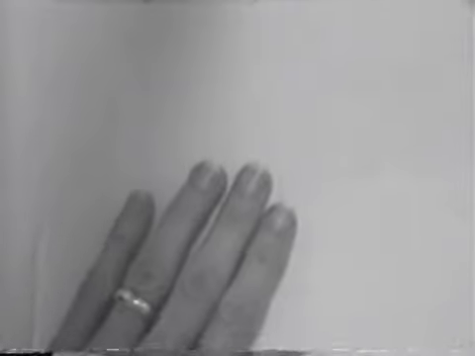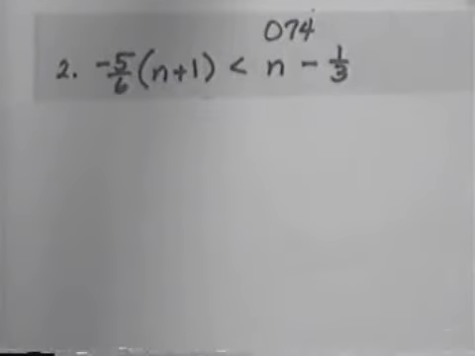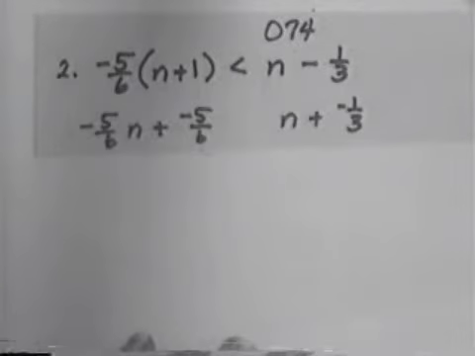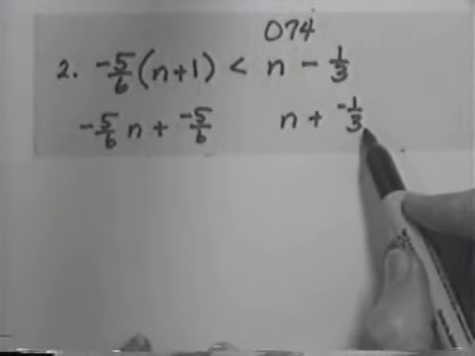For our second example, a fraction. Negative 5/6 times, in parentheses, n plus 1 less than n subtract 1/3. Proceed as if this is an equation. That means we must simplify the left-hand side. Negative 5/6 will be distributed through the parentheses to give us negative 5/6n plus negative 5/6. On the right, n plus negative 1/3.